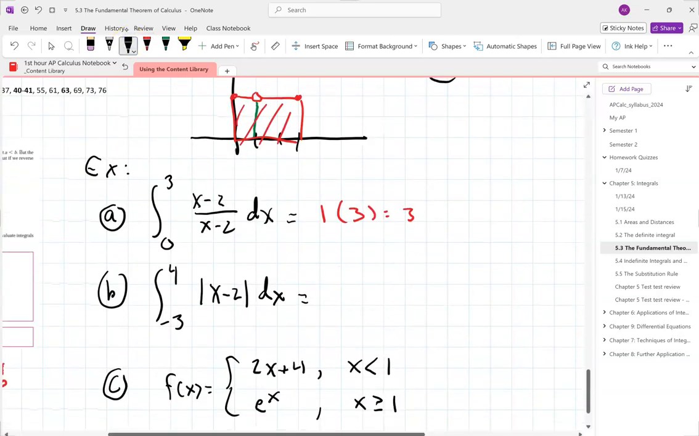What if we ask you to do the integral from -3 to 4 of the absolute value of x minus 2? What's the catch here? What's going to be the problem with that? Do we know an antiderivative for the absolute value?